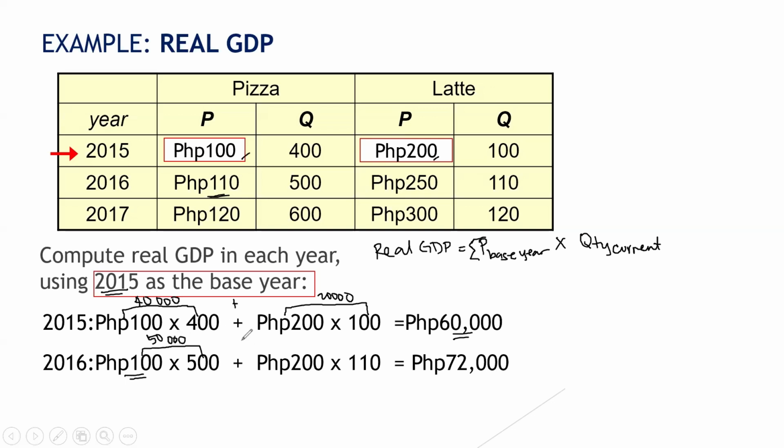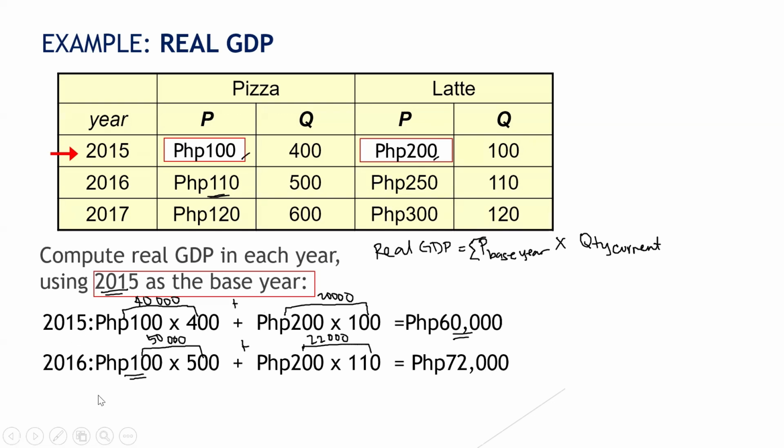Now, if we're going to solve this one, 100 times 500, so we have, I think, 50,000 plus 200 times, this should be 200 times 110. So we have here, I think that's 22,000. So 50,000 plus 22,000, we have here 72,000. So this is now the real GDP for 2016. It's different. The value is different from the nominal GDP in 2016, given that we have the same given. It's because we are multiplying the quantity of each good with their prices, considering the base year.